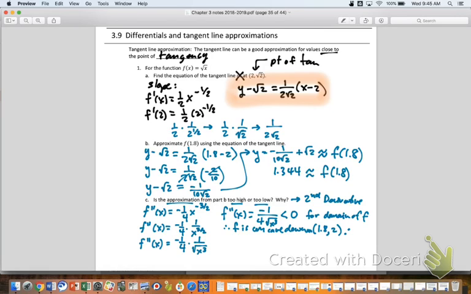Therefore, if you can picture a concave down graph, I'll just sketch it out here, then I'll erase it. There's a concave down graph, right? And if I were to draw a tangent line anywhere along there, can you see how the tangent line would always be above the graph? Because the graph of f is concave down. Therefore, my approximation is too high. I'll just put that over here. So, therefore, the approximation is too high.